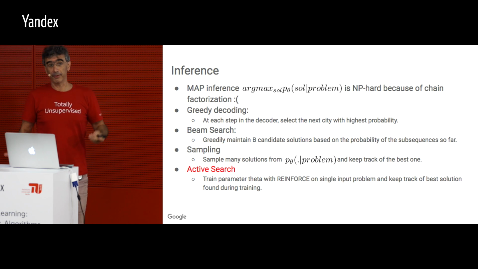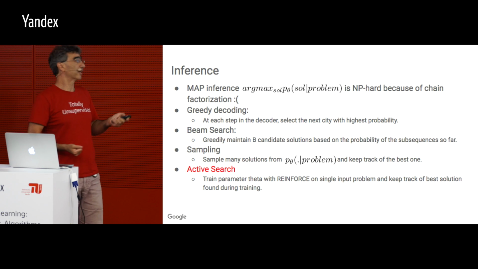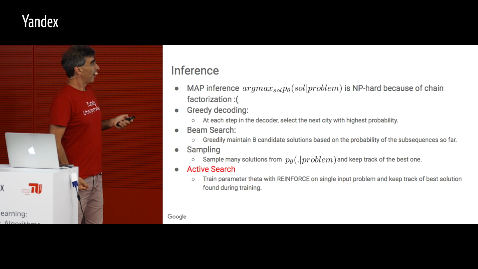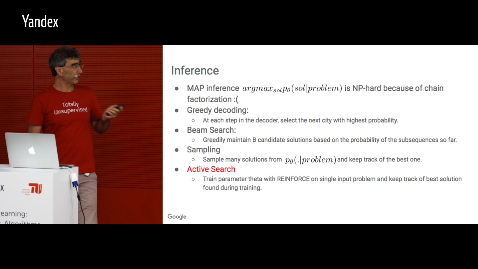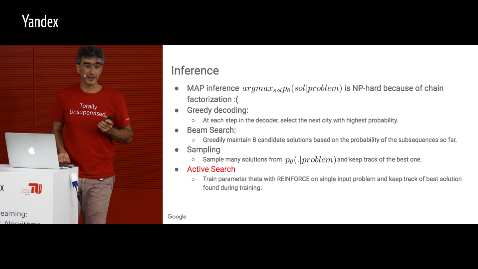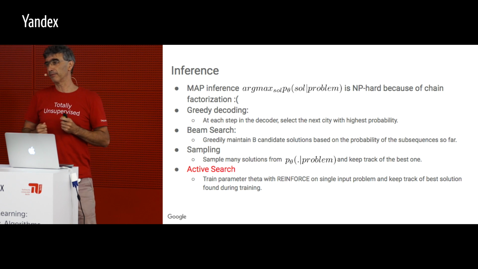Another solution is to sample. So you have a full probability distribution over your cities, so you can sample. There's no problem. But there's something even more interesting. You can do what we call active search. You can continue training on your problem.